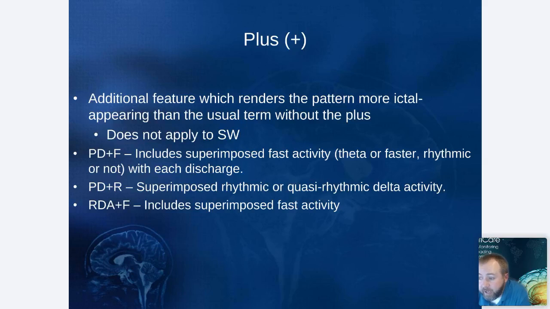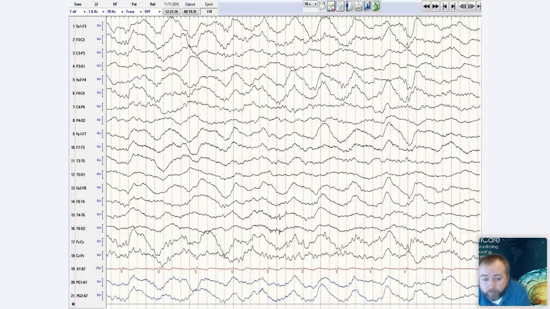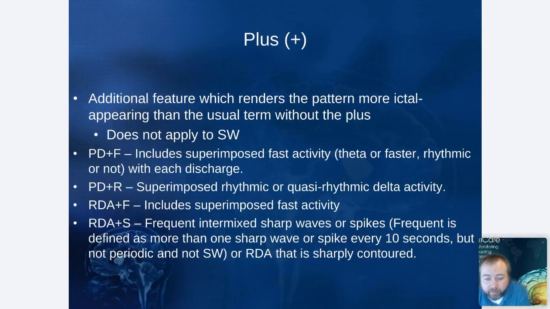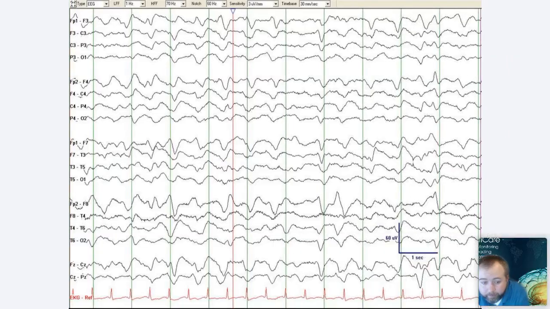Then you have RDA plus F, which is superimposed fast activity. Not the most rhythmic delta, but it'll work for a pattern. You can see the faster activity riding on top of it here. And then RDA plus S, which is frequent intermixed sharp waves or spikes. Frequent is defined as more than one sharp or spike wave every 10 seconds, but it's not a periodic discharge. Or the rhythmic delta activity is sharply contoured. So here you can see you have some generalized rhythmic delta activity, and in this case it would be sharply contoured.